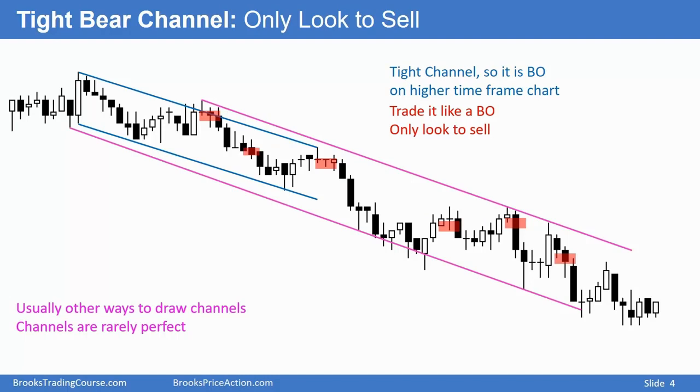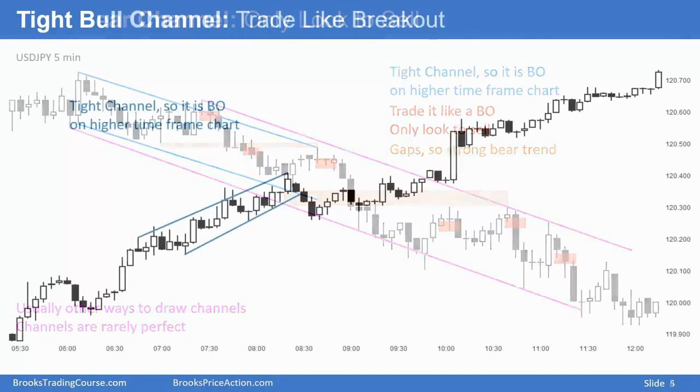Traders should only be looking to sell when the channel is this tight. It's a breakout on a higher time frame chart, so you only look to sell. And these gaps that we're getting are a sign that it's a very strong bear trend and you should not be buying.